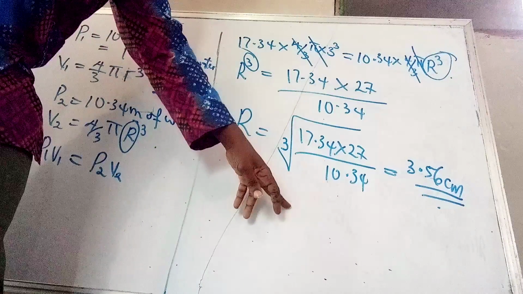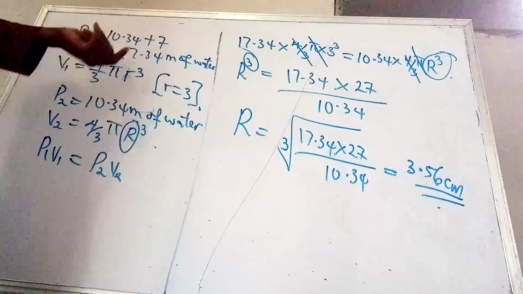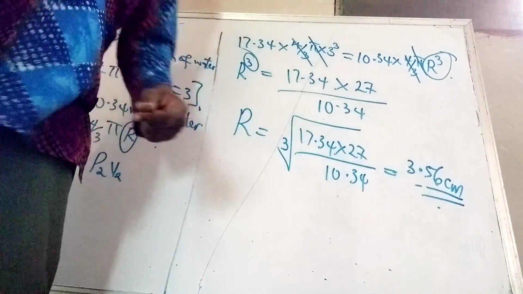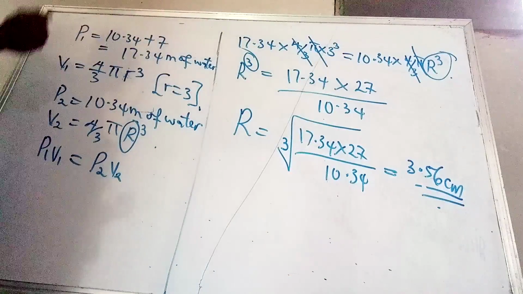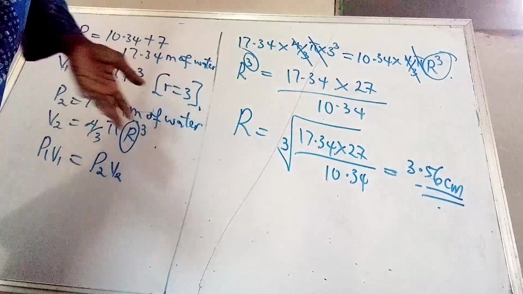Now, as you can see, what has happened to the radius of the air bubble? It has increased. At the bottom of the pool, it was 3 centimeters, but at the surface, it is 3.56 centimeters. Can you answer the reason why? Very good. Yes, you got it.